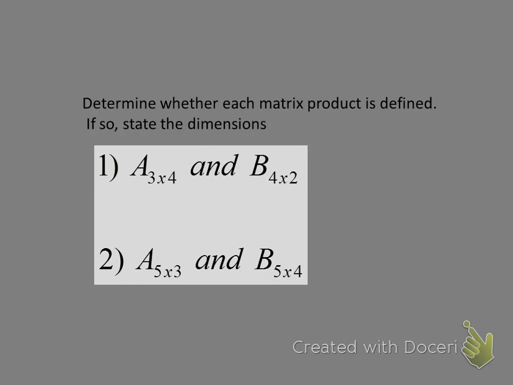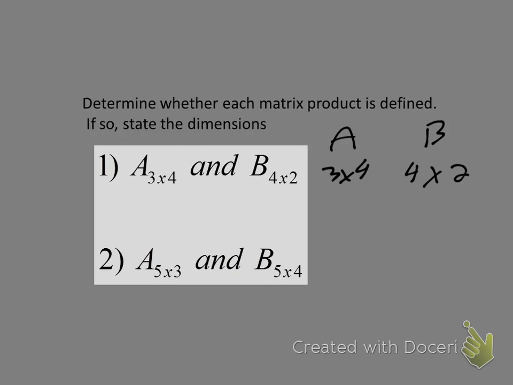Okay, so first off, we're going to do this. Determine whether each matrix product is defined. That means if you can do it. If so, state the dimensions. So, number one, matrix A is a 3 by 4. Matrix B is a 4 by 2. Now, this is just theoretical. This is if we can do it. Next slide, we're going to actually do one. So this is just seeing if we can do it.